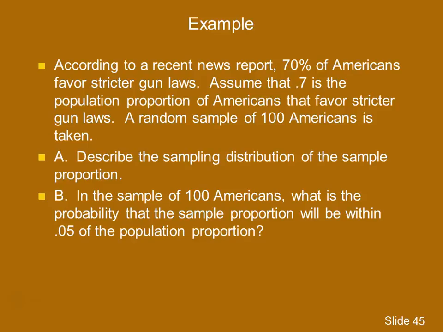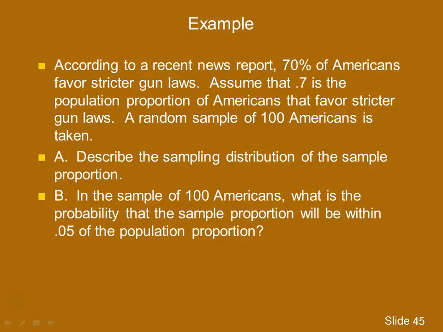Let's do a couple problems. According to a recent news report, 70% of Americans favor stricter gun laws. Assume that 0.7 is the population proportion of Americans that favor stricter gun laws, and we take a random sample of 100 Americans. First, again, I ask you to describe the sampling distribution of the sample proportion, and then I ask you, in the sample of 100 Americans, what is the probability of getting a sample proportion that's within 0.05 of the population proportion?